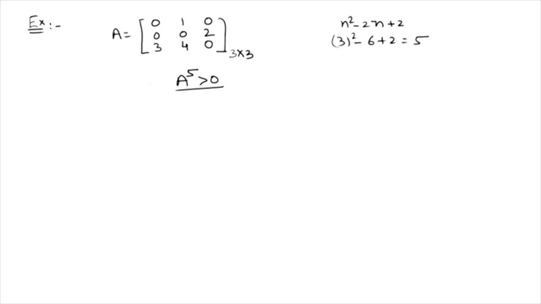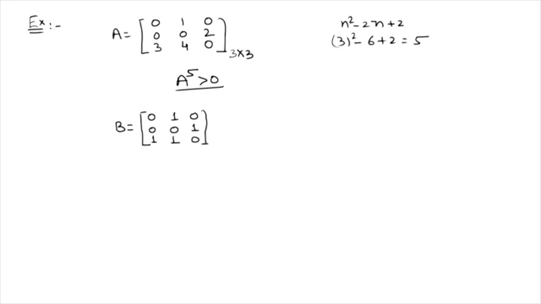Instead of A, let us write a Boolean matrix corresponding to A, which is a matrix of 0 and 1 only, of the same size. If there is a 0 entry, it will have 0. If there is a non-zero entry, we will have 1. So, the first row of B will become 0, 1, 0. The second row will become 0, 0 because these two are 0 entries, and here instead of 2, I will write 1. Then 1, 1, 0.